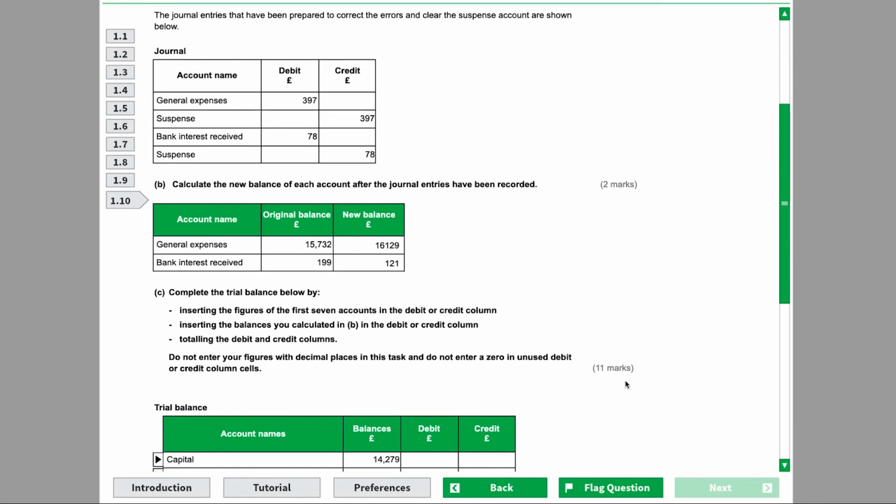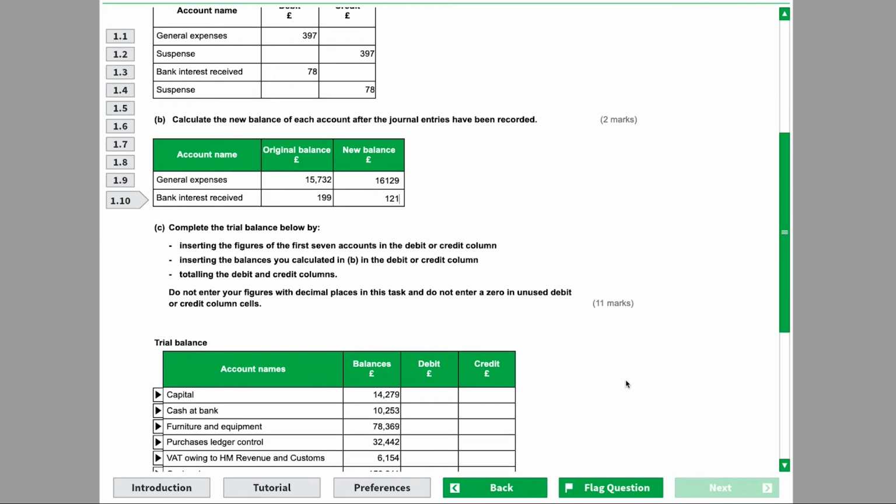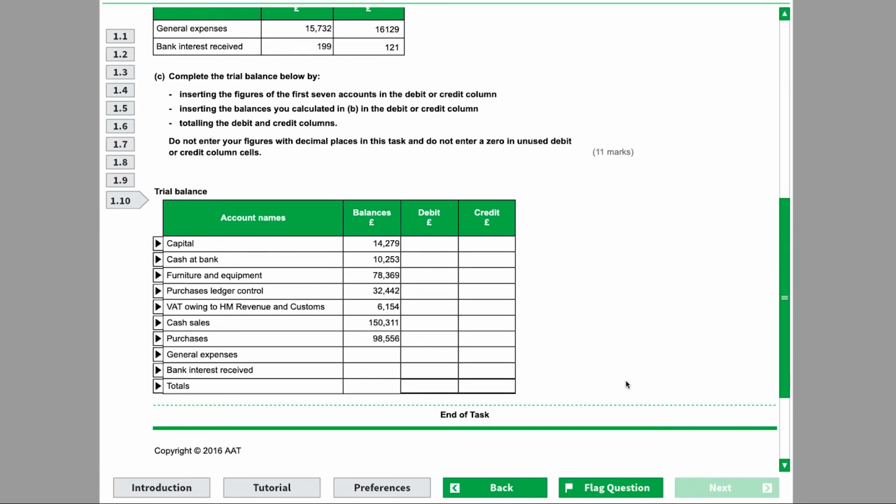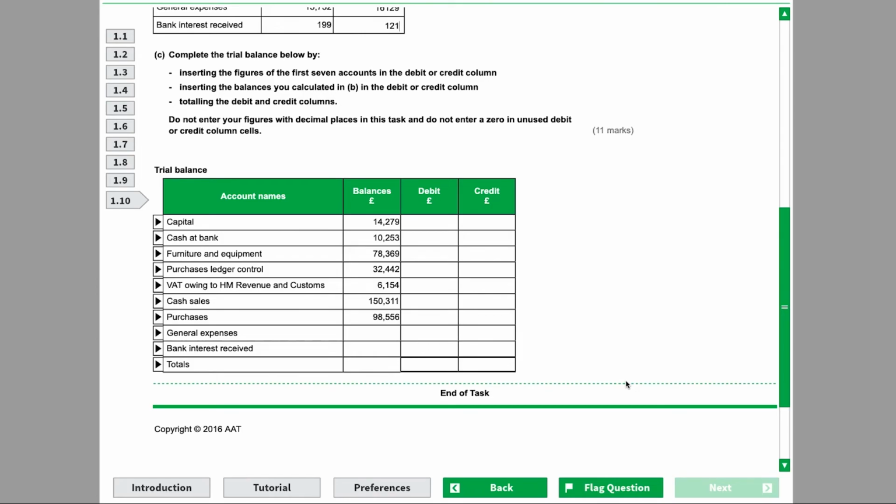And that covers part B. Again, nothing too complicated there. Moving on to part C then, which is to complete a trial balance. So to do that, it says we need to insert the figures of the first 7 accounts in the debit or credit column, and then insert the balances you calculated in part B in the debit or credit column. And then total the debit and credit columns.